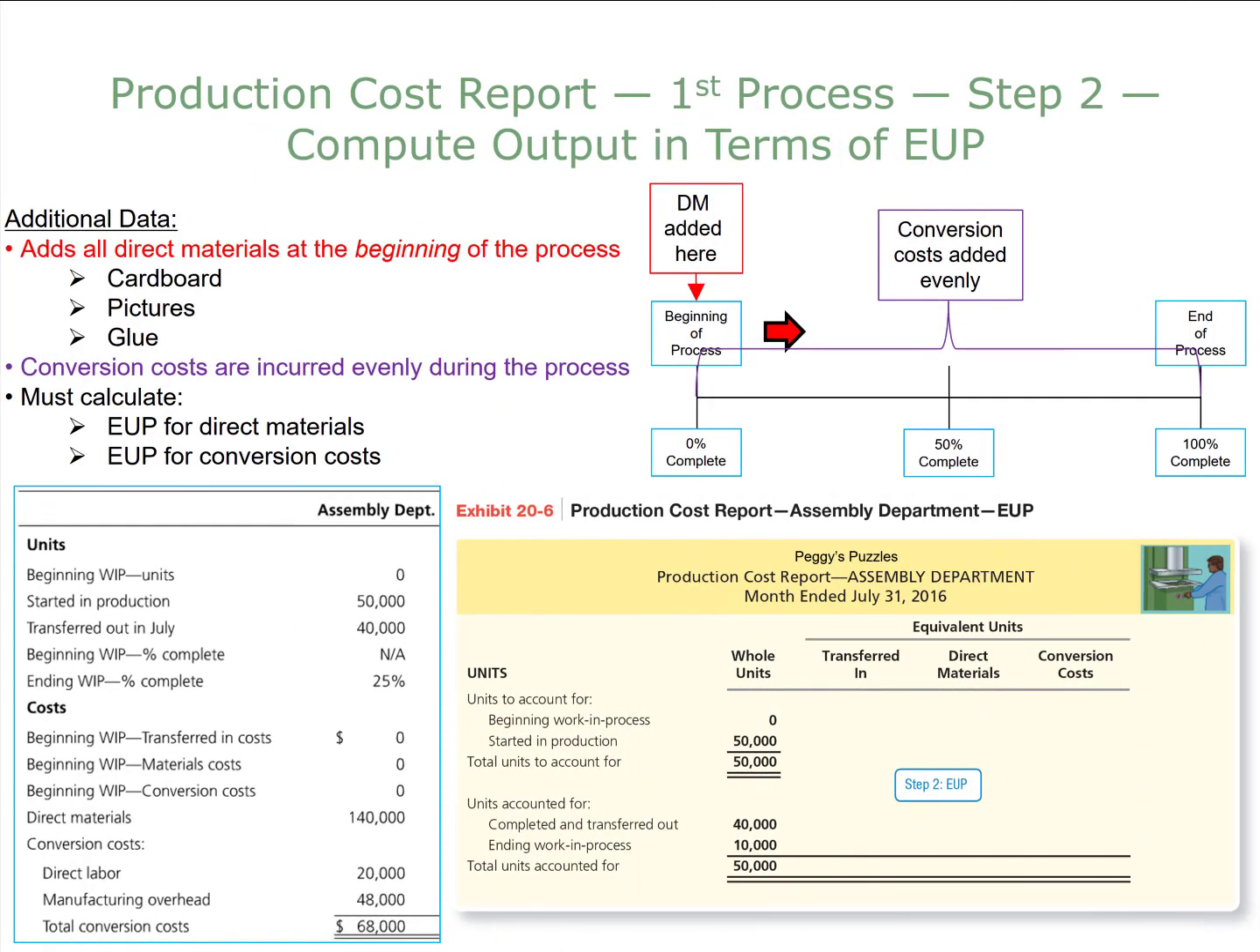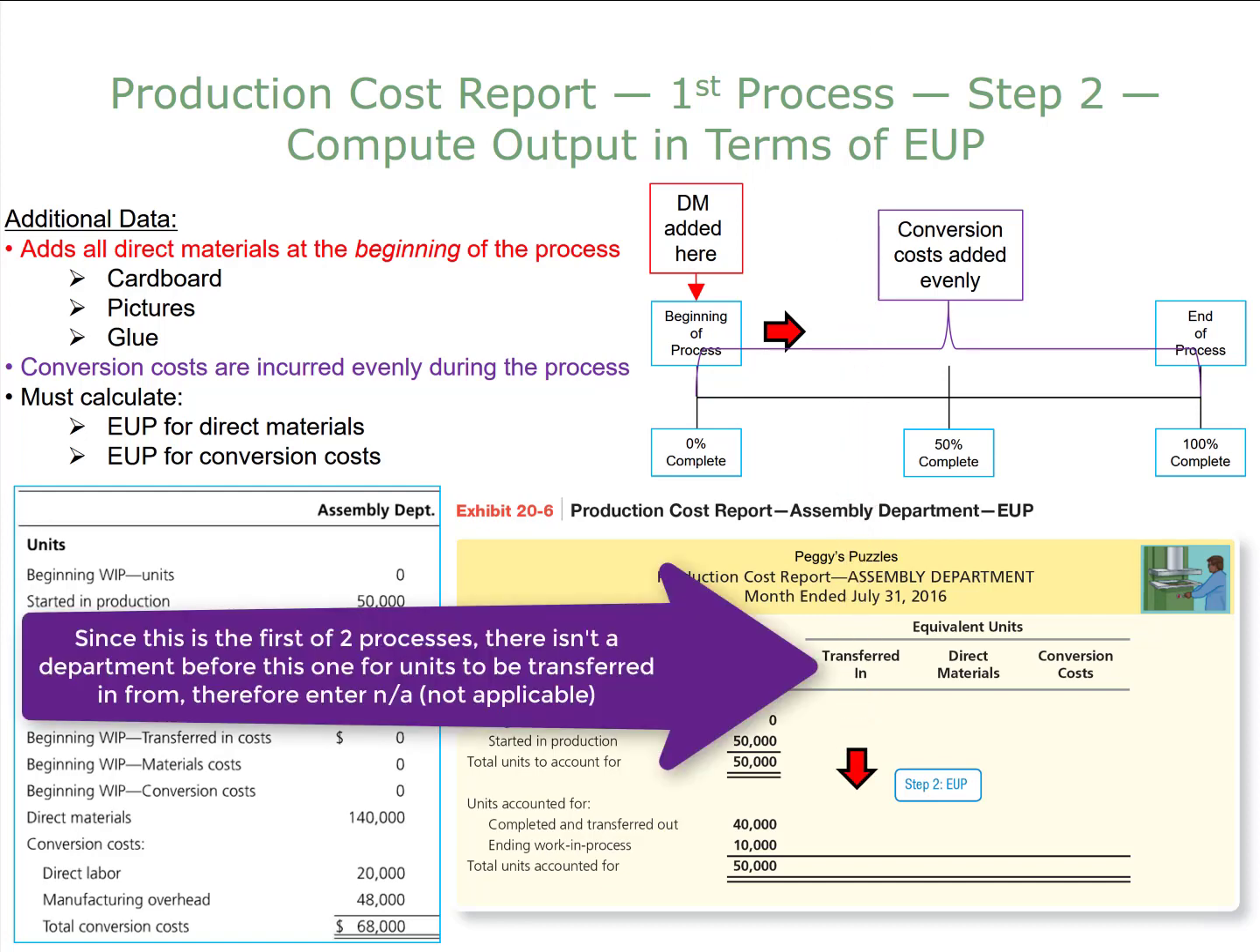Before we start with equivalent units of production for direct materials and conversion costs, let's quickly talk about the equivalent units transferred in. Since the assembly department is the very first process, there are no units transferred in from a previous department because there is no previous department. Therefore, we can put NA, which means not applicable, for completed and transferred in, ending work in process, and total units accounted for.